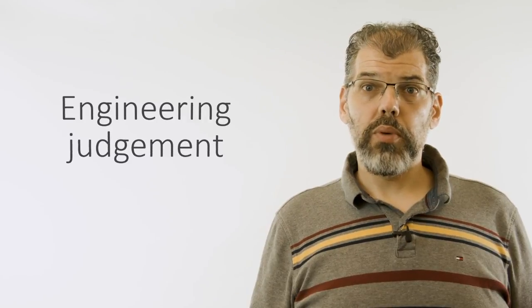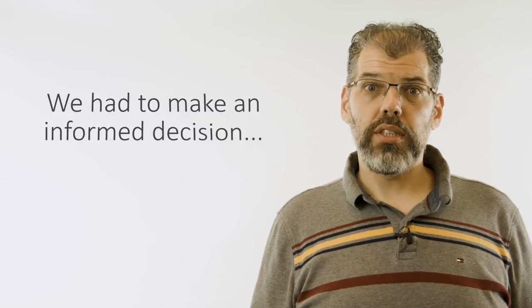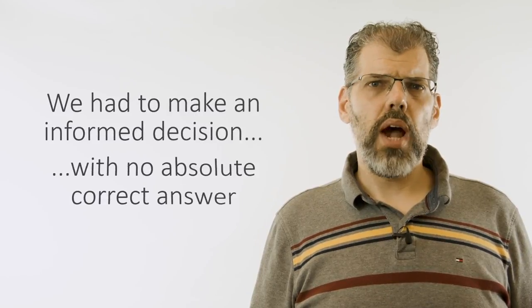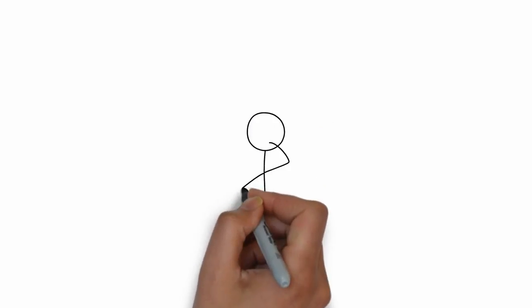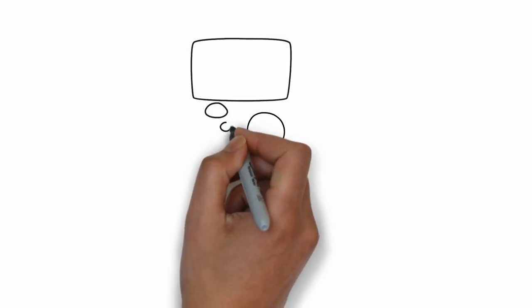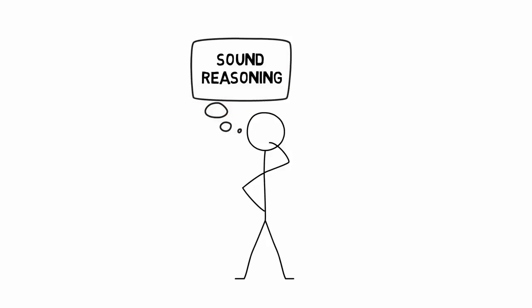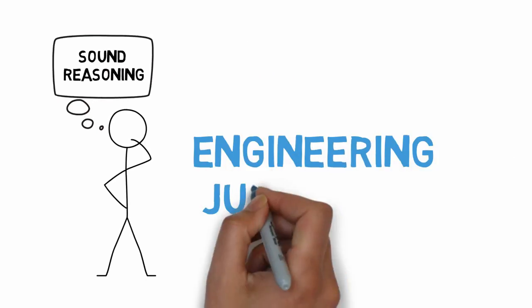You might have noticed that our final decision is not a calculated result. We had to apply what we call engineering judgment. We had to make a decision based on some quantitative results, but there was no absolute correct answer. As an engineer, we often have to make such decisions ourselves, and be prepared to defend that choice based on sound reasoning, what we call engineering judgment.